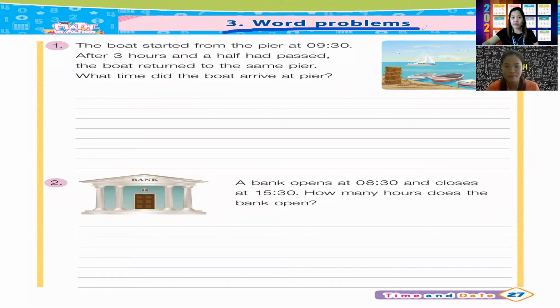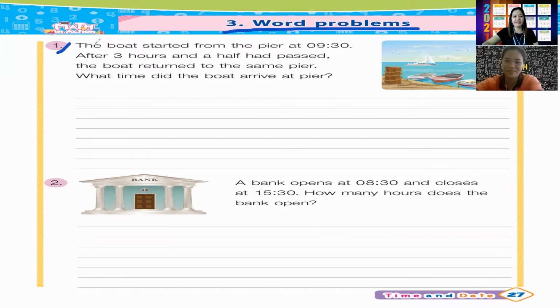We're going to solve word problems about time and days. So the first thing, remember, underline the numbers and the question. Numbers, question. Those are the very important things in solving word problems. Teacher, maybe I forget to underline. Please remind me. Okay.